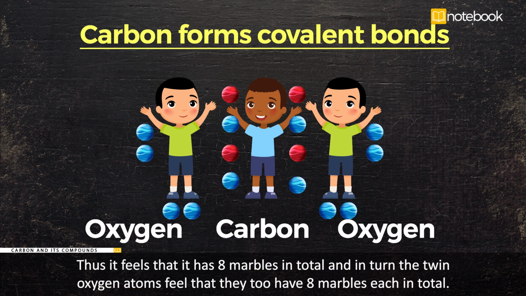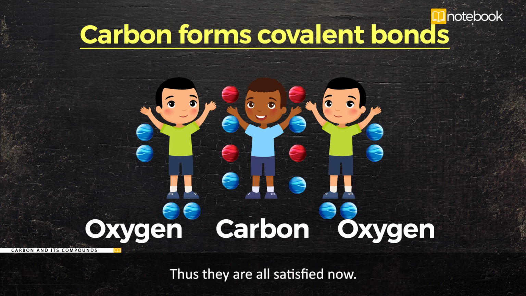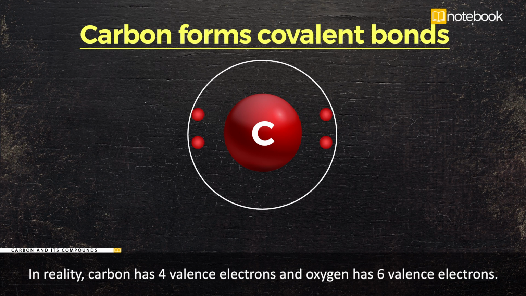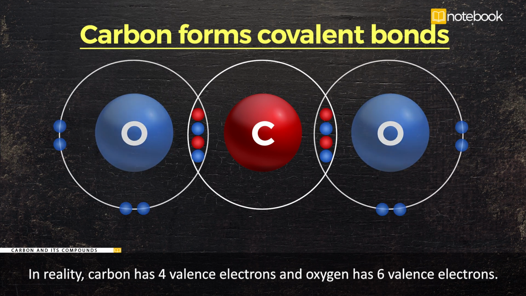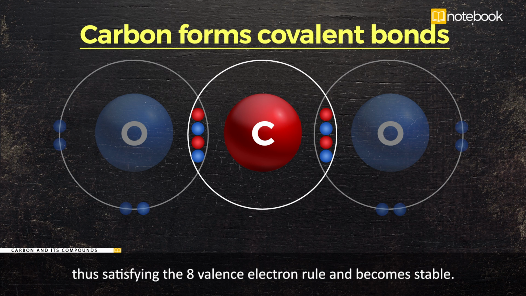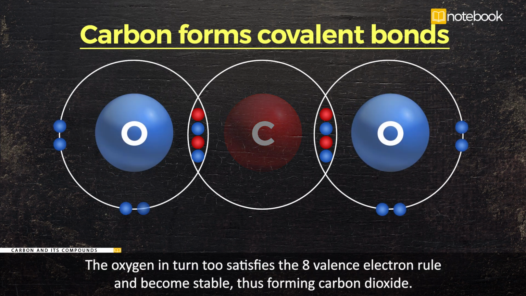Thus it feels that it has 8 marbles in total, and in turn, the twin oxygen atoms feel that they too have 8 marbles each in total. Thus, they are all satisfied now. In reality, carbon has 4 valence electrons and oxygen has 6 valence electrons. Carbon shares 2 valence electrons with each of the oxygen, thus satisfying the 8 valence electron rule and becomes stable. The oxygen in turn too satisfies the 8 valence electron rule and becomes stable, thus forming carbon dioxide.